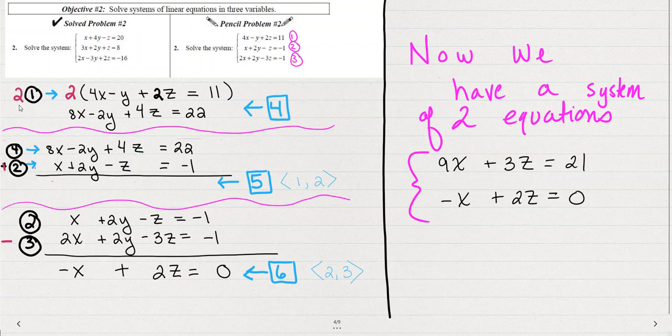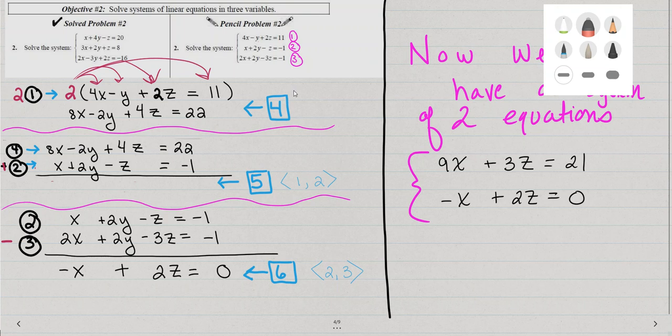So let's do that, and I'm going to note it with this notation here, 2 times equation 1, and that's going to equal 2 times 4x is 8x, 2 times the negative y is negative 2y, 2 times 2z is 4z, 2 times 11 is 22. So I have 8x minus 2y plus 4z equals 22. Now I'm going to call that the new equation 4.